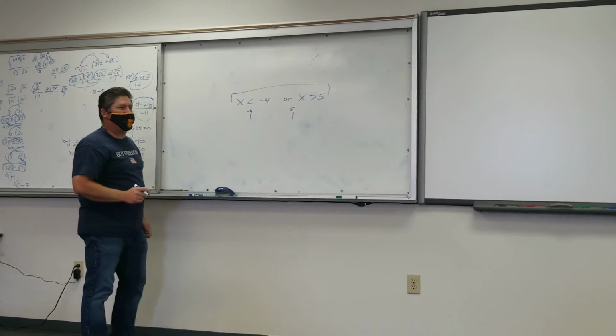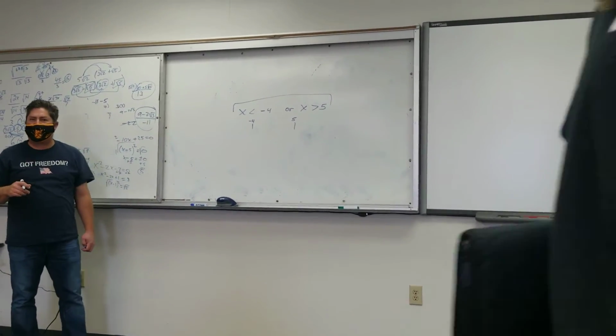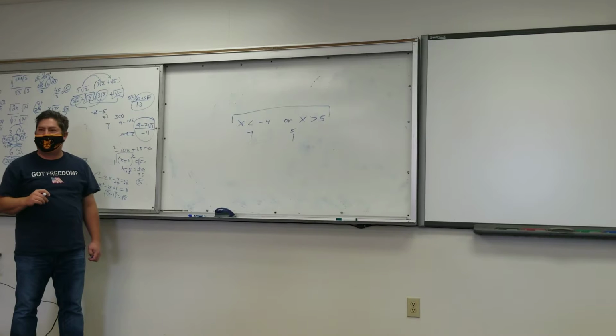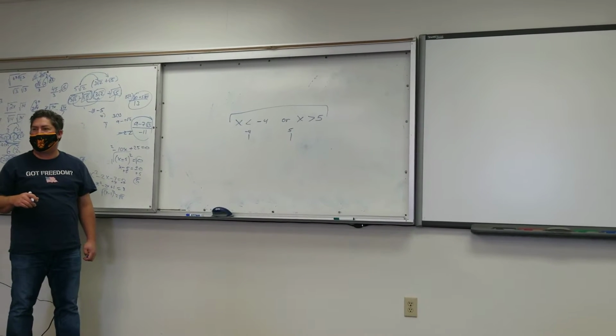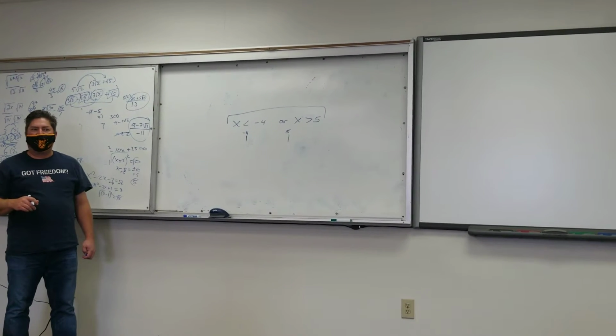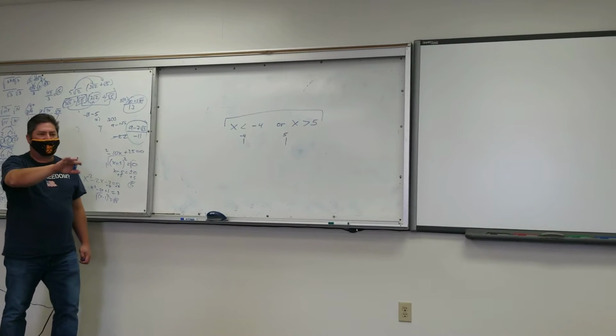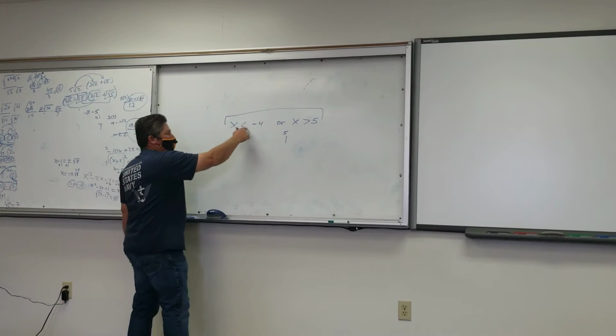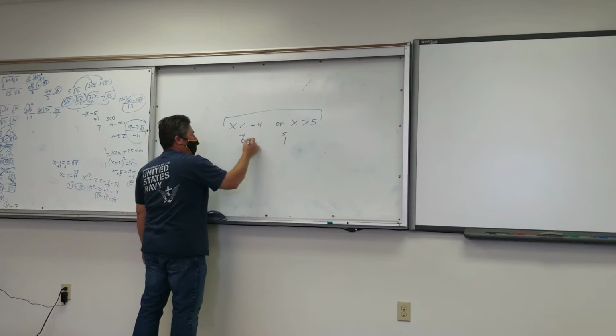Now, should I circle these and fill them in, or should I just circle them? And how do I know? You circle them, because it doesn't have the line that's equal. It doesn't have an equal to line. Very good. So I'm just going to circle them.